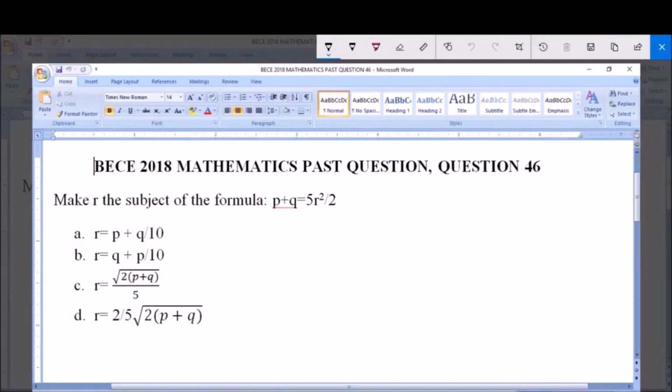Today we're going to be dealing with BECE 2018 Mathematics Past Question, question 46. Make R the subject of the formula P plus Q is equal to 5R squared all over 2.